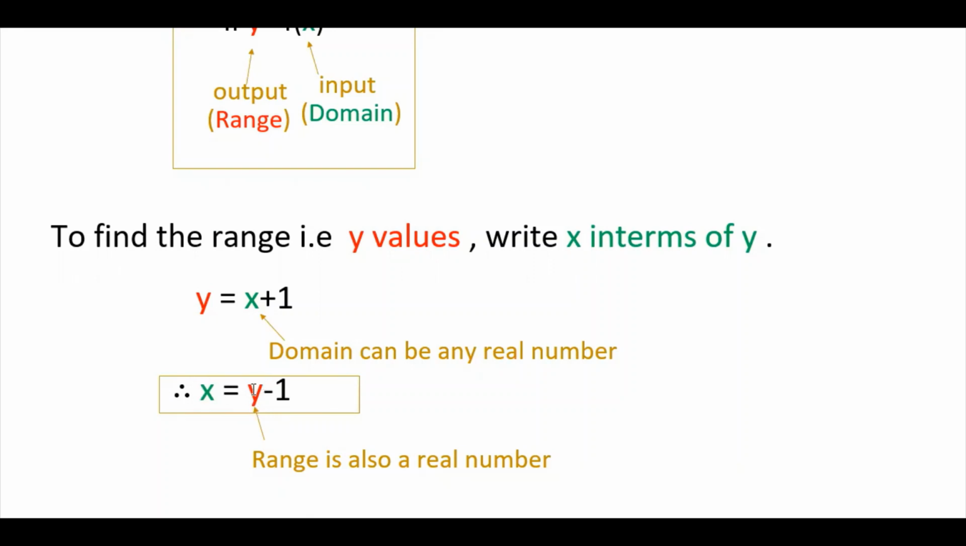Because here the function is a simple function, x is equal to y minus 1. Here x values you can give any real number, and the y values, the output, can also be any real number. So easily you can identify like this. If you do some problems, then you will easily understand how to find the domain and range of these functions.